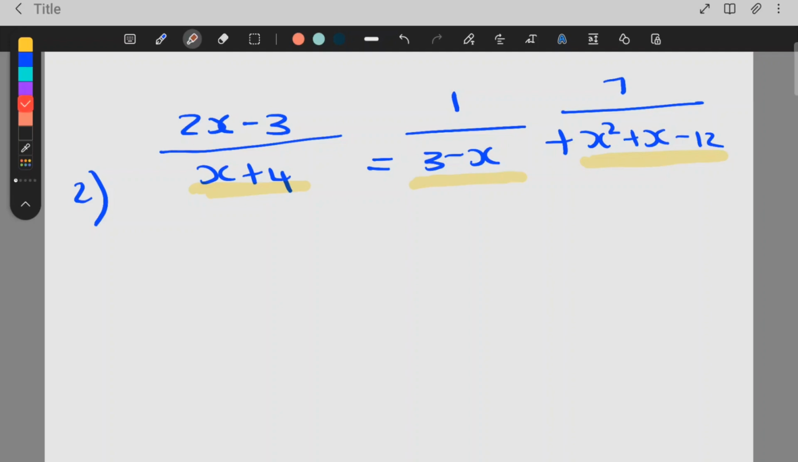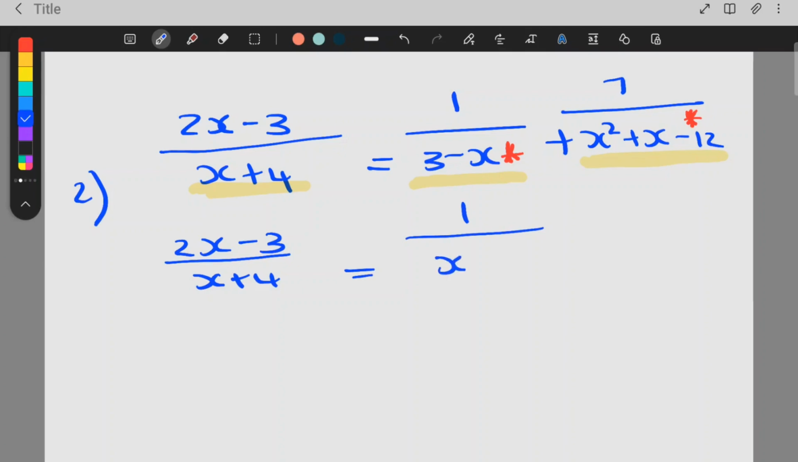So step number 1 is, I am going to swap this one around and I'm going to factorize this. And you only do it with the denominators, not the numerator. Let's do that quickly. 2x minus 3 stays that. x plus 4 will stay that.